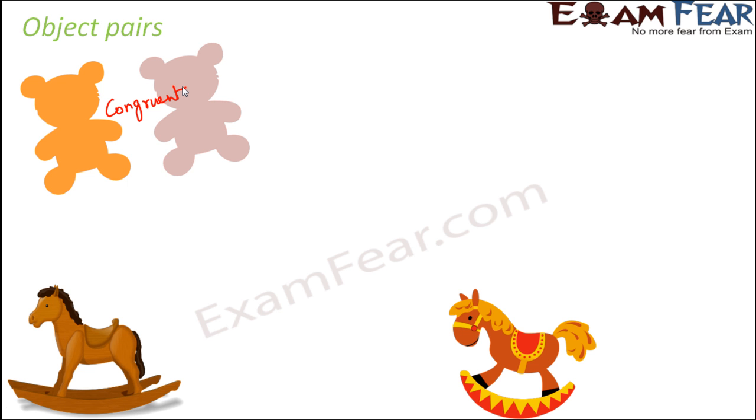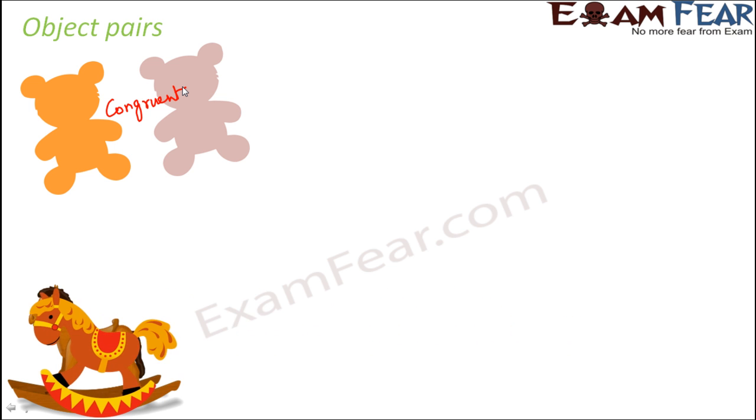Look at this example. So here again it's another toy. So it's a toy horse. So do you think that these two horses are congruent? Now even though both of them are horses, both of them are the same kind of toy, but do you think they are congruent? Now, many a times, just by looking at the two objects, you cannot say if they are congruent or not. So what you need to do, you need to place one object over the other.